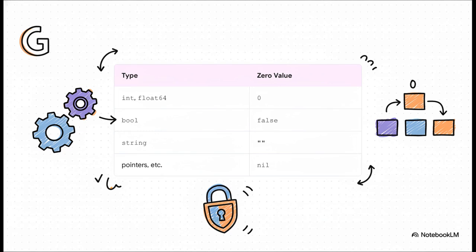Literally. Declare an integer, it starts as 0. A string, it's an empty string. A Boolean, you guessed it, false. It's such a simple but brilliant idea because it means your variables always start in a predictable state. You never have to worry about uninitialized variables because they just don't exist in Go.